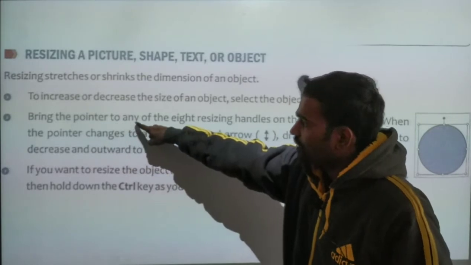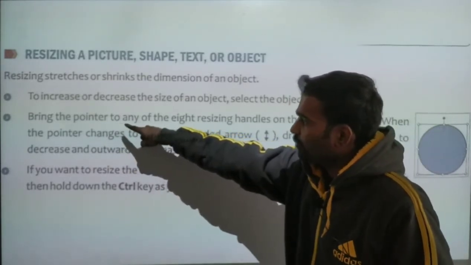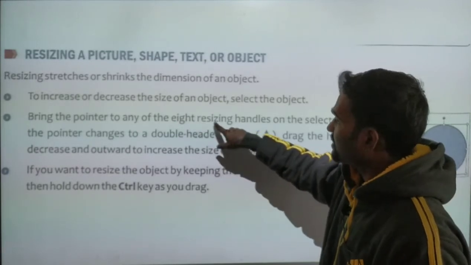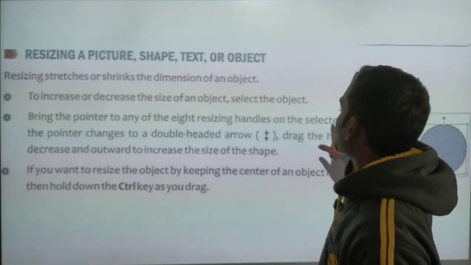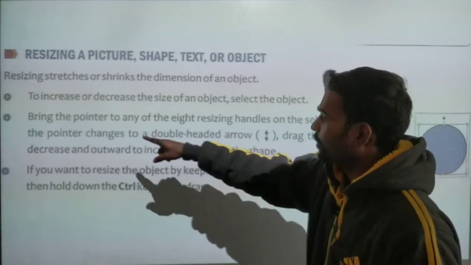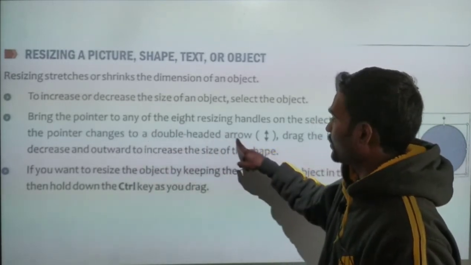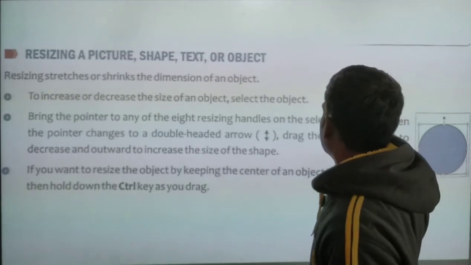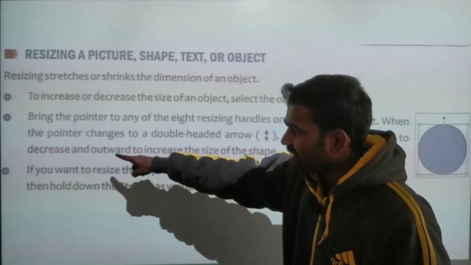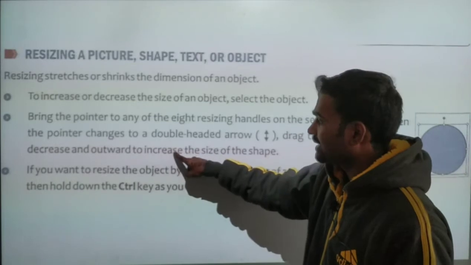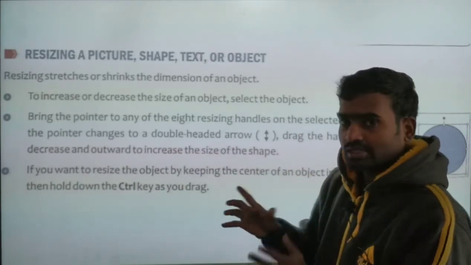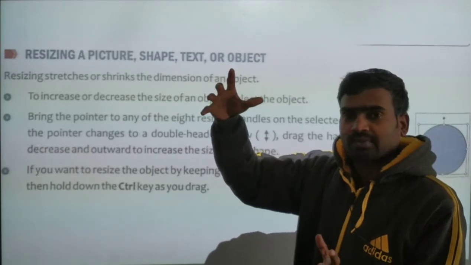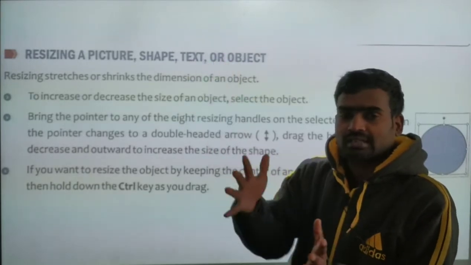Bring the pointer to any of the eight resizing handles on the selected object. When the pointer changes to a double-headed arrow like this, drag the handle outward to increase or inward to decrease the size of the object. To increase, you have to make it bigger, and to decrease it, bring it inward.